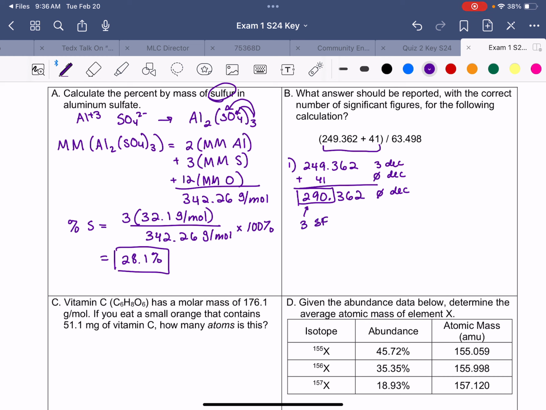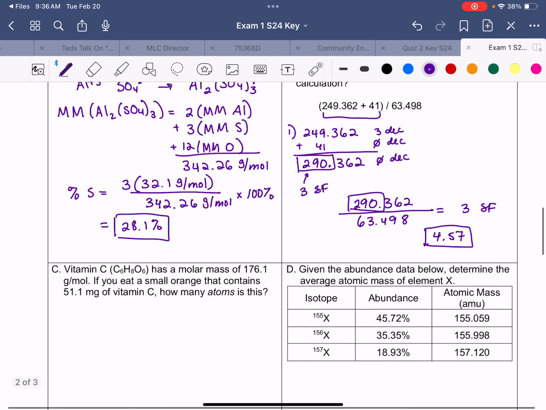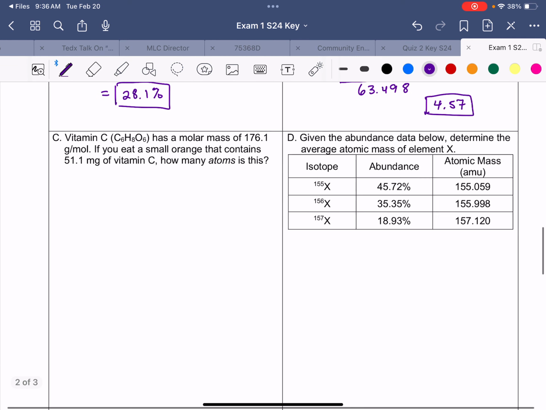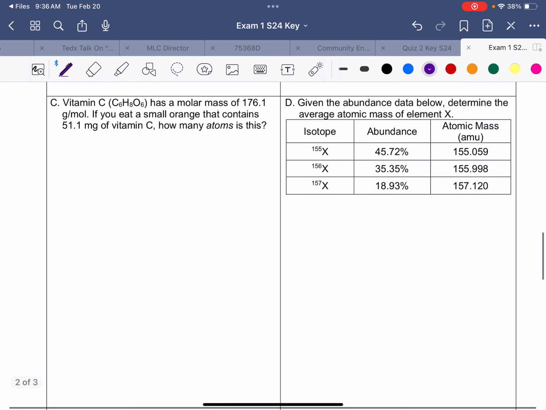Now if you take a number with 3 sig figs and divide it by a number with 5 sig figs, your answer should have 3 sig figs, and that answer was 4.57. So this one was worth 2 points for getting the sig figs right because it was a sig fig question. Everywhere else, sig figs, I either didn't count them or they only counted for half a point.